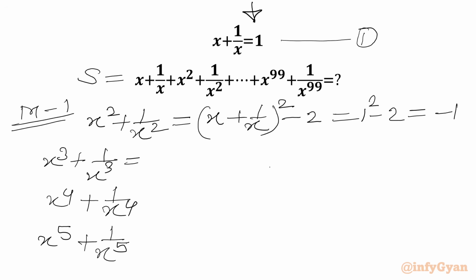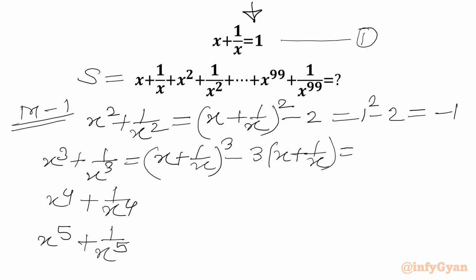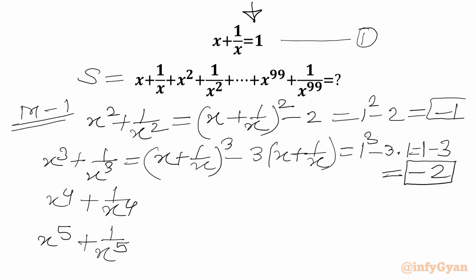Now we'll be calculating the cube sum. So I will write the identity x plus 1 over x whole cube minus 3 times x plus 1 over x. Now x plus 1 over x is our equation 1. I will write 1 cube minus 3 times x plus 1 over x, which is 1. The value will be 1 minus 3, so I will get negative 2. So we have the original equation is 1, then with power 2 we have minus 1, with power 3 we have minus 2.